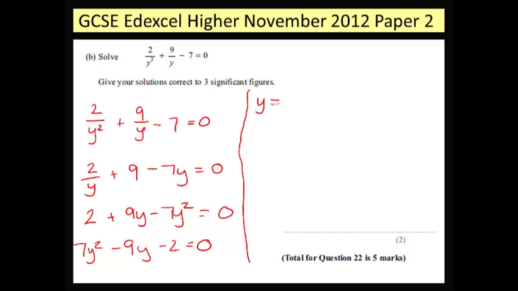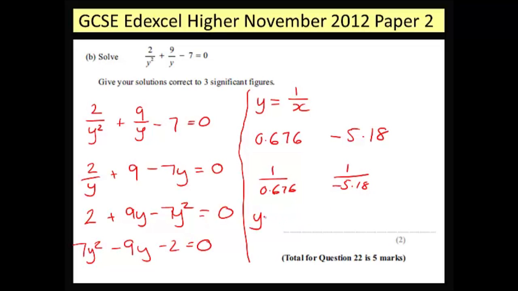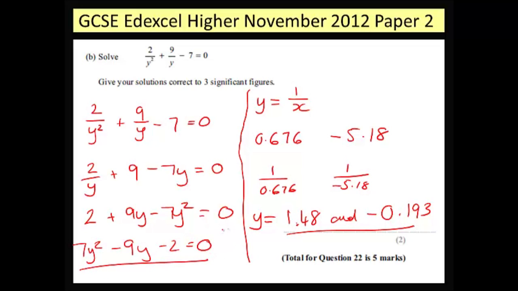What we could do is use the substitution that y is 1 over x. Now because we've already got our values of x from the previous one as being 0.676 and negative 5.18, what we could just do to get the answers to this equation is say that y is 1 over these. So 1 over 0.676 and 1 over negative 5.18. This would give me values of y as being equal to 1.48 for the first one, and for the second one negative 0.193. These are also the same solutions you would get if you used this equation and did the quadratic formula with it.